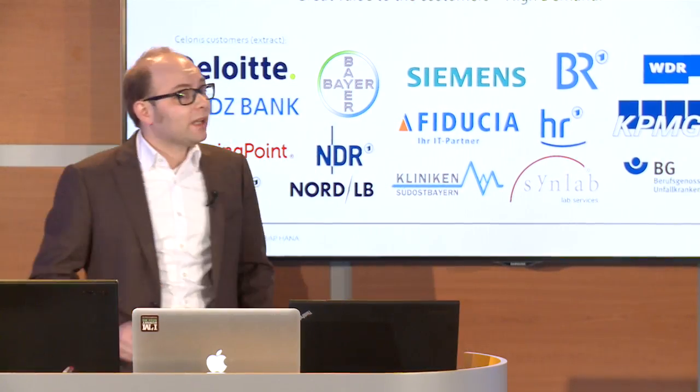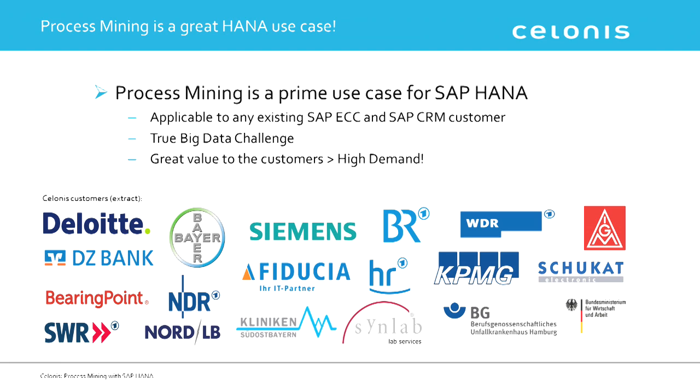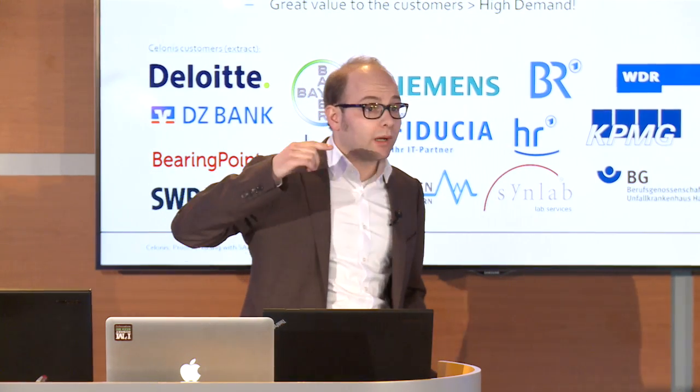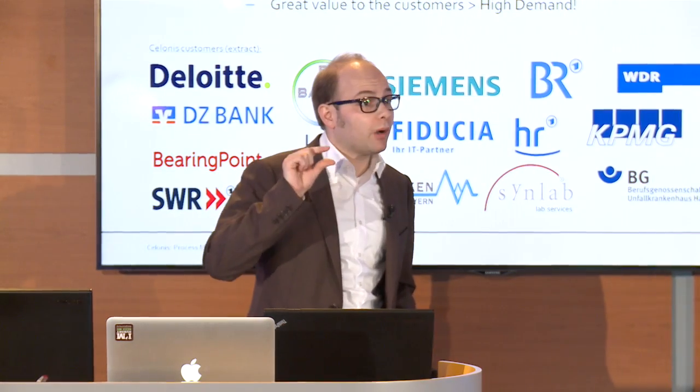So I would like to summarize my presentation. Why is process mining such a great HANA use case? It's applicable to any single existing SAP customer running the business suite, running the SAP CRM system, or other technology on top of the SAP stack. So this is a huge market size, and they're all in need of it, because SAP is a technology to run the process better. With process mining, you can run them even better, because you get more transparency. You can work on the parts of the processes where you still have inefficiencies going on.